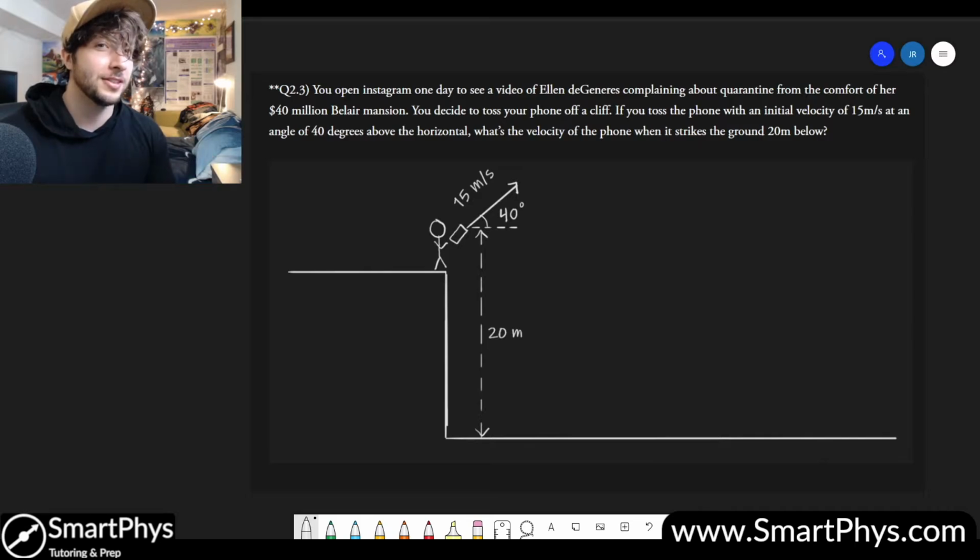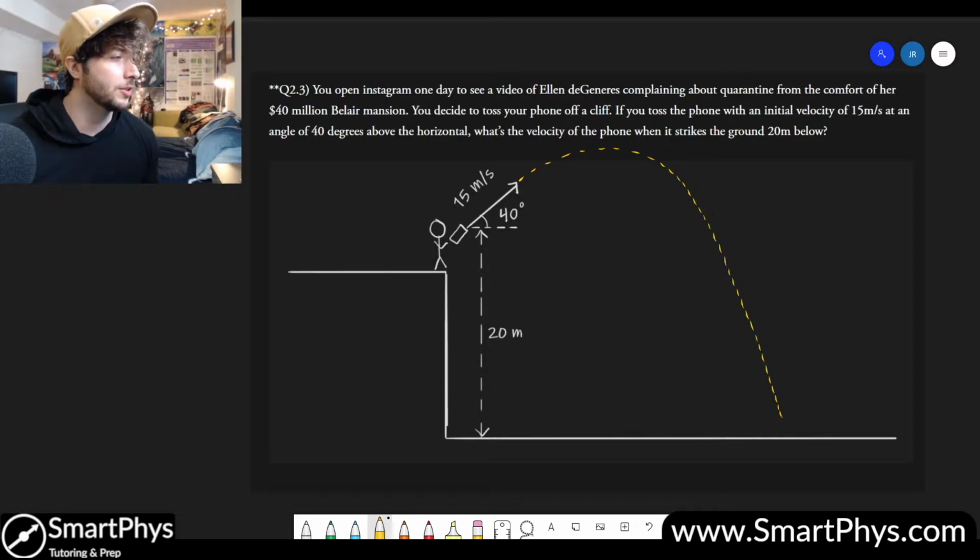Pause the video, give this question a read. Okay, so every projectile motion problem that you're going to see involves some object flying through the air. So in this particular problem, we've got our phone being hurled off of a cliff. It's going to follow that characteristic parabolic trajectory.